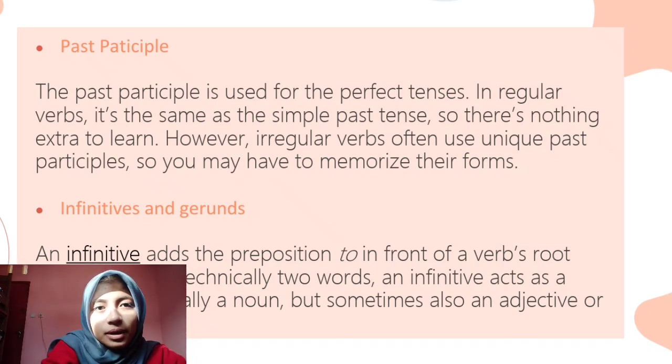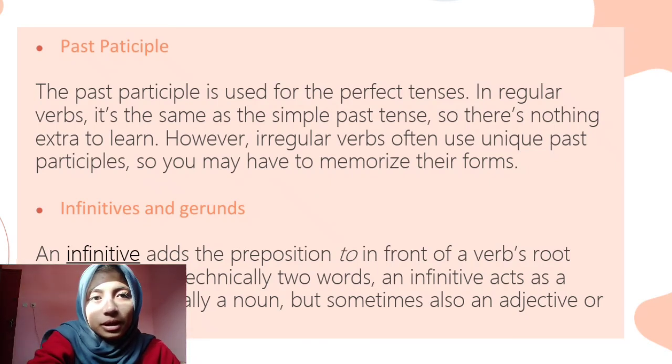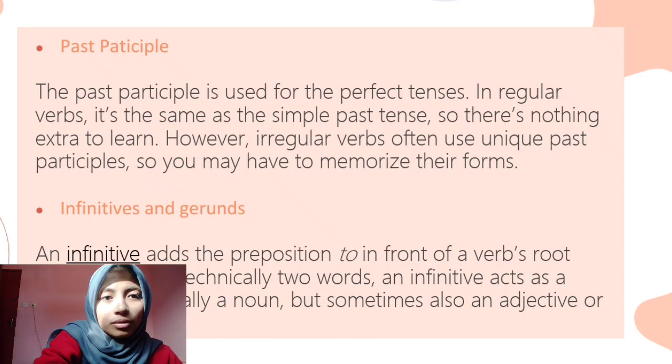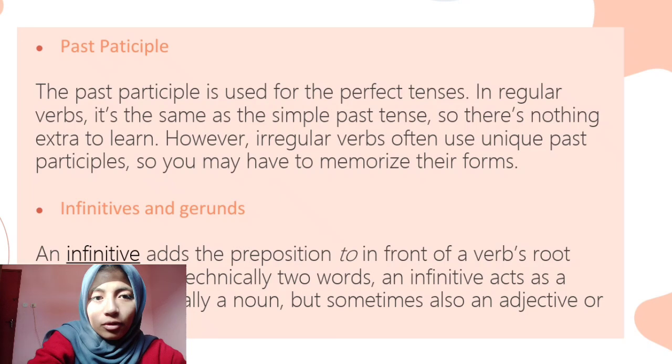Next, past participle. The past participle is used for the perfect tenses. In regular verbs, it's the same thing as the simple past tense, so there's nothing extra to learn. However, irregular verbs often use unique past participles, so you may have to memorize their forms. Next, infinitives and gerunds. An infinitive adds the preposition to in front of a verb's root form. Although technically two words, an infinitive acts as a single word, usually a noun but sometimes also an adjective or adverb.